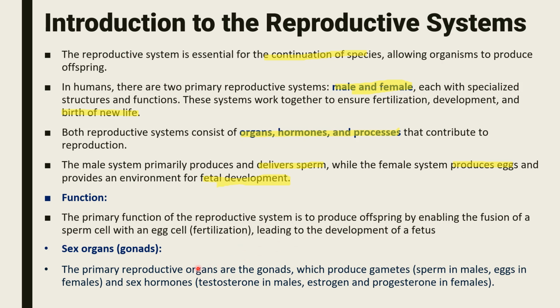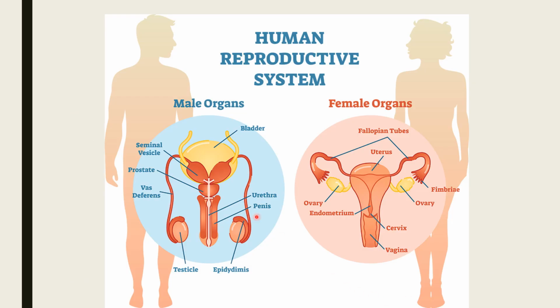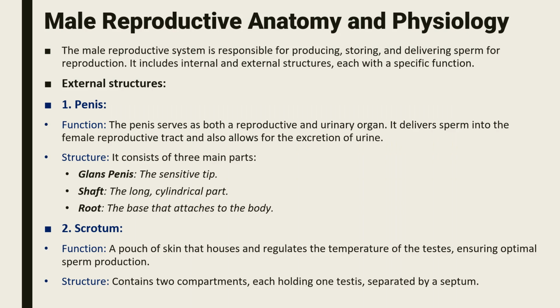Sex organs, gonads. The primary reproductive organs are the gonads, which produce gametes, sperm in males, eggs in females, and sex hormones, testosterone in males, while estrogen and progesterone in females. Human reproductive system, the male and the female. We will discuss both systems in detail in the next slides.